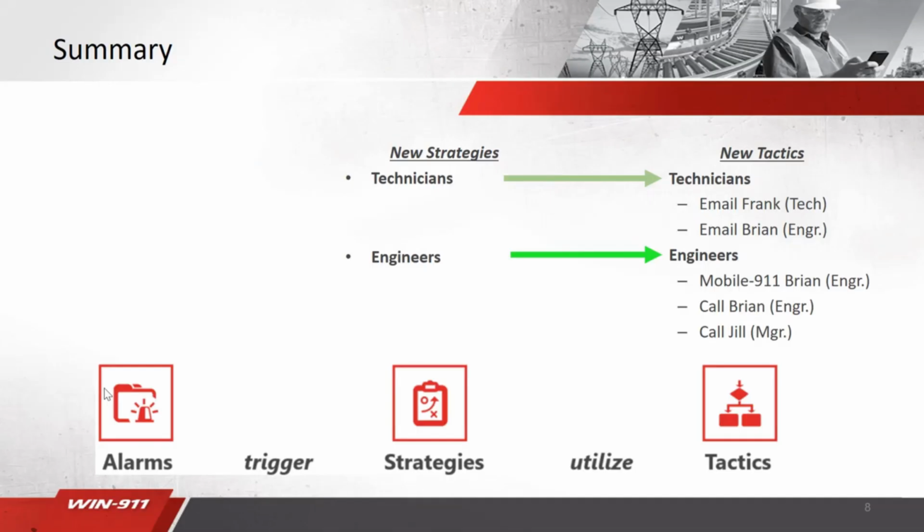Okay, let's recap. Starting on the right side, we created two tactics or call-out lists. The first tactic was for the technicians. We chose to email the technician Frank and then escalate this up to Brian if he was not responding. The second tactic we have is for the engineers. In this tactic, we chose to notify Brian with the mobile app, call Brian the engineer, and then escalate it to Jill the manager. These tactics were pointed to by our strategy, or here's where we define the starting, stopping, and re-notifying policies. If we recall, for the technicians, we chose not to re-notify on a state change. For the engineers, we chose yes to re-notify on state changes. So these strategies point to a tactic.